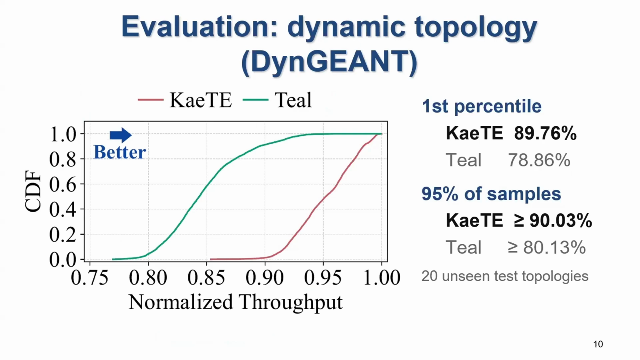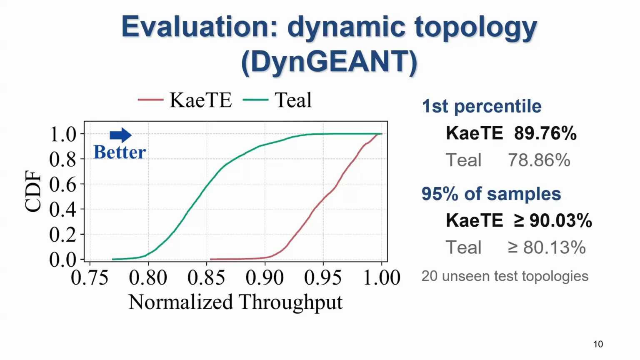For evaluation, we first test generalization under dynamic network conditions. We test on a dynamic Gantt. It contains 50 topologies. We use the first 25 for training, the next 5 for validation, and the last 20 unseen topologies for testing. Here is the result.